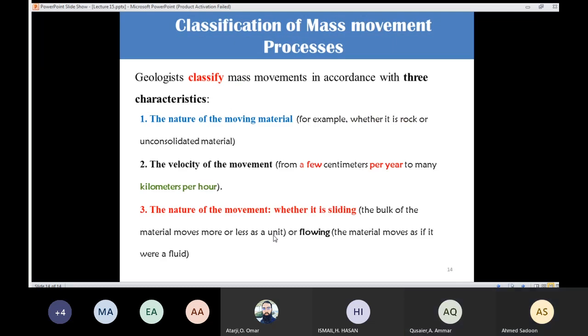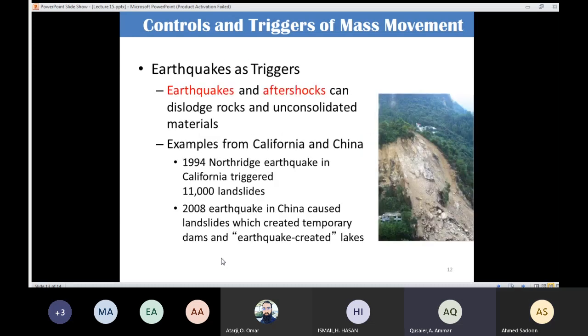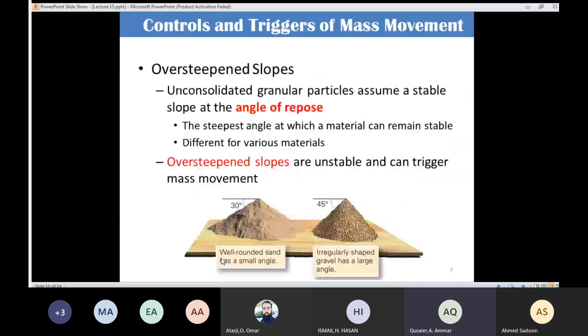Doctor? Yes, please. I need to ask you about slide 9, about the degree of slope. Is it the same as the slump test of cement in the field? Which one? Here, about this. The slump test? Yes, the same idea? No, it's a different idea.